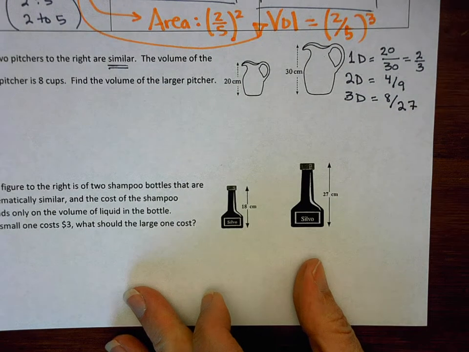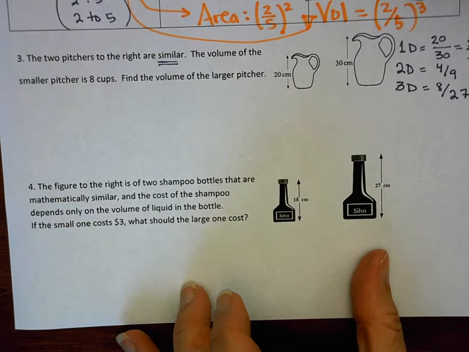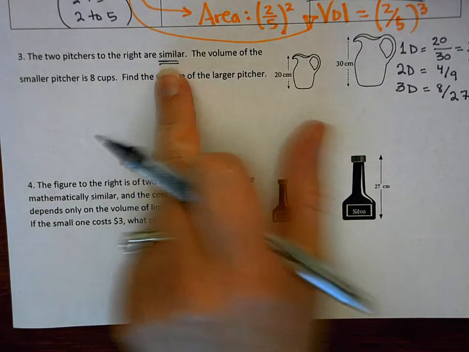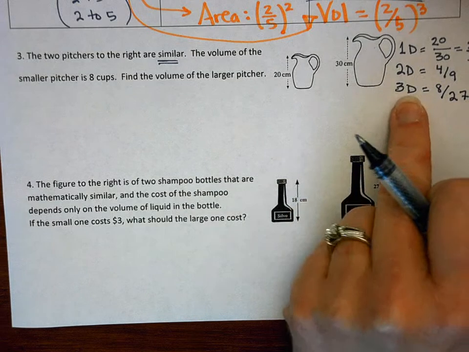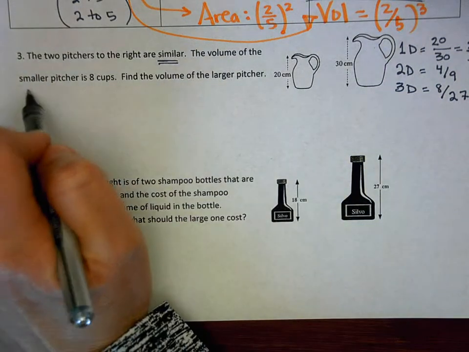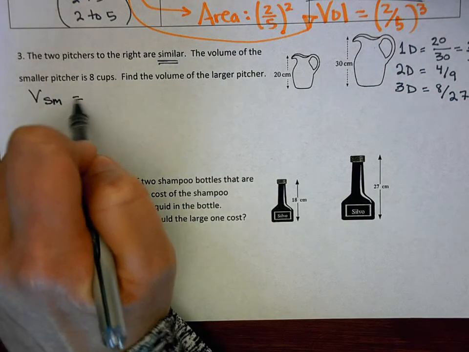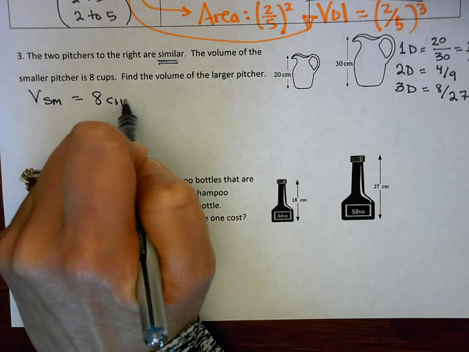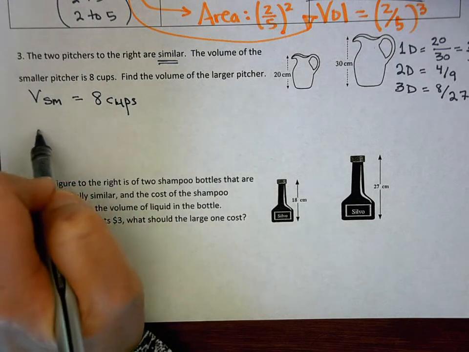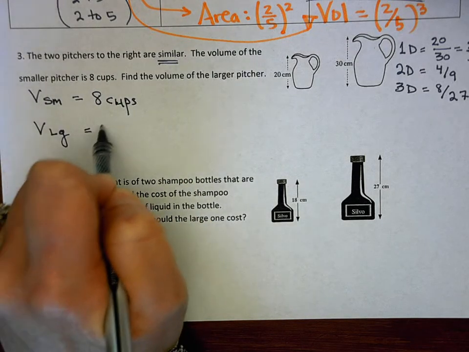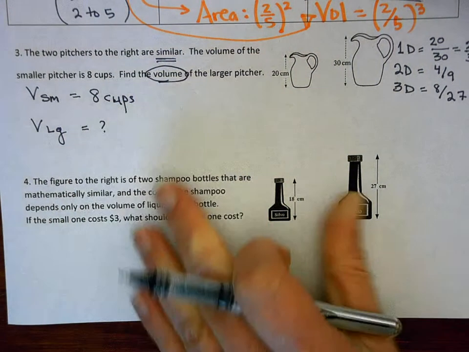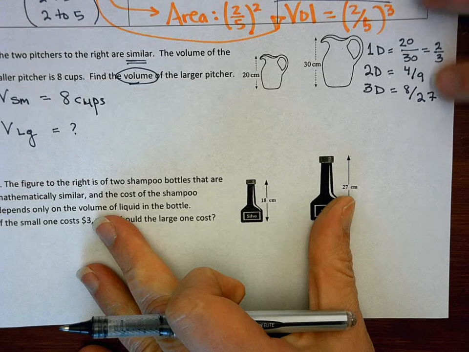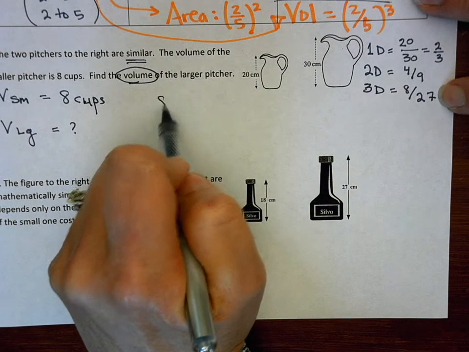All right, so then I'm going to go ahead and read the question here. So it says the two pictures are similar. We knew that, and so that allowed us to create our scale factors. And the volume of the smaller pitcher is 8 cups. And they want me to find the volume of the larger. Okay. So because we're talking about volume, then that means we want to use our three-dimensional scale factor, which is 8/27.